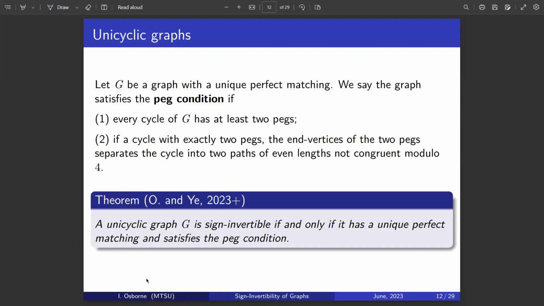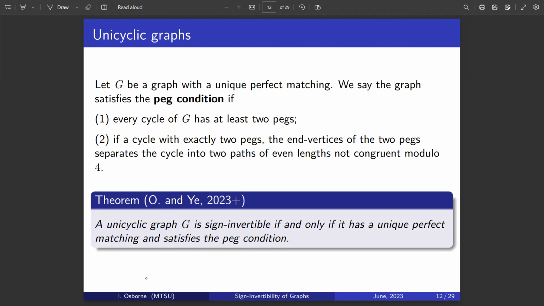Okay, so with that in mind, we got to our main result for the unicyclic graphs. And so we found what we call the peg condition for unicyclic graphs. So we say that a graph satisfies the peg condition if every cycle of the graph has at least 2 pegs. And then if that cycle does have exactly 2 pegs, then the two feasible paths between those 2 pegs are not congruent modulo 4. And I'll get into that with some examples in just a minute.